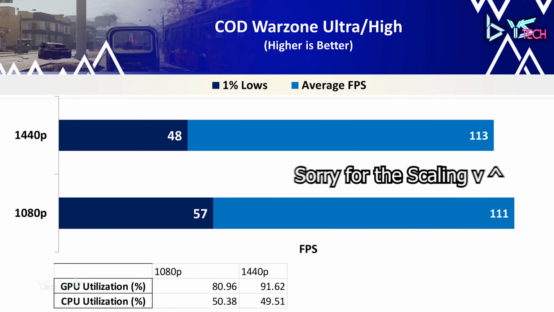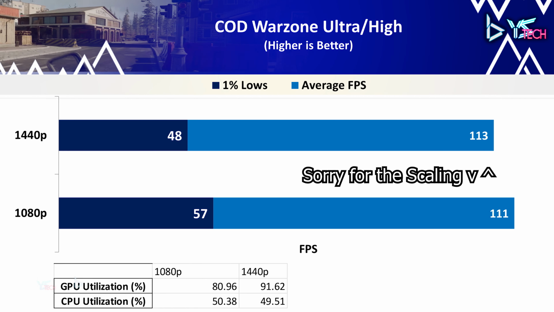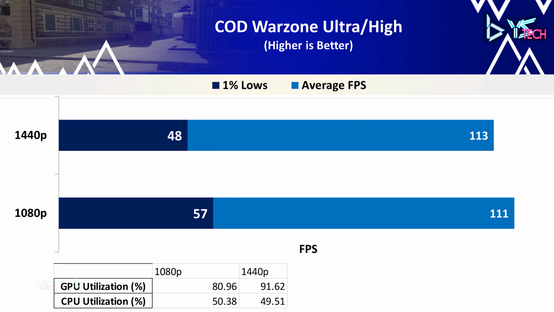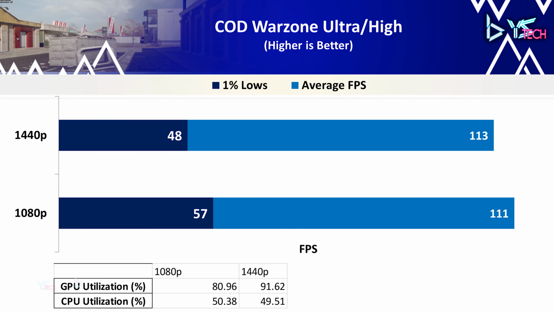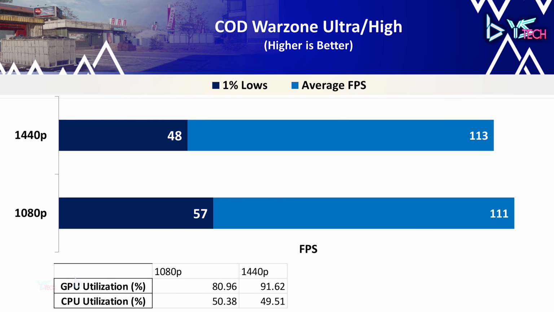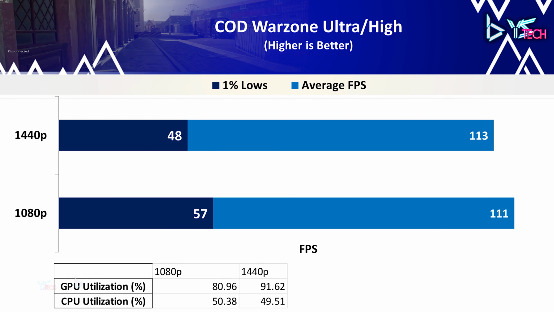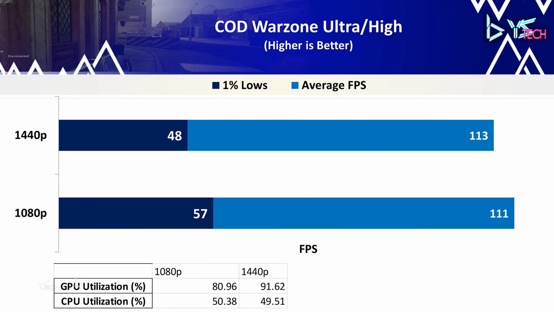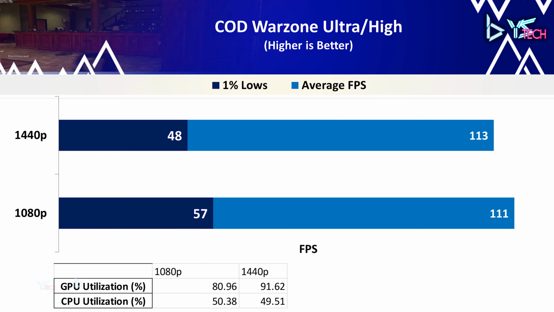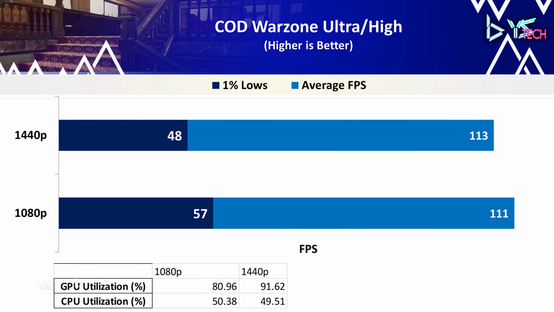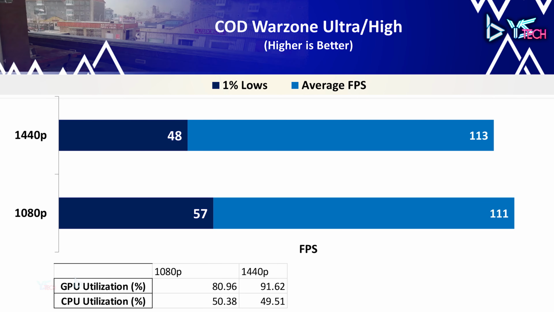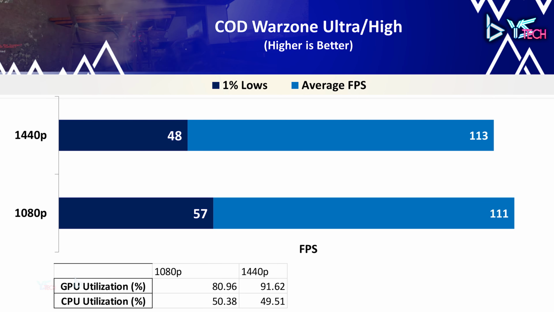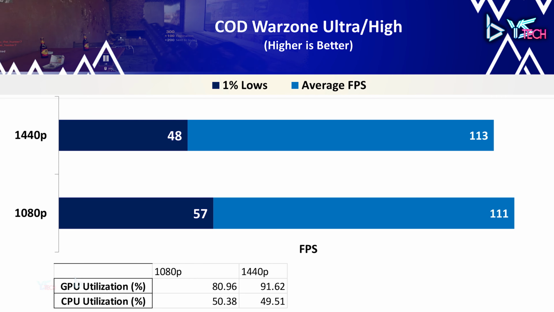Let's start off with our first game being Call of Duty Warzone at high and ultra settings. So we find at 1080p we achieved 111 FPS for average FPS, and at 1440p we got 113. So very similar between the two resolutions in terms of average FPS for the RX 9070 XT. However, on the 1% lows, we have a difference of 9 FPS between 1080p and 1440p. So it's a slight decrease at 1440p compared to 1080p.